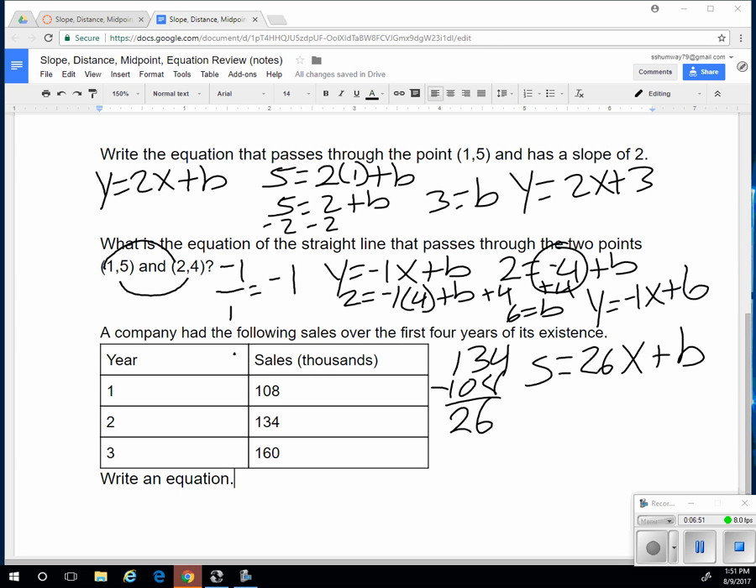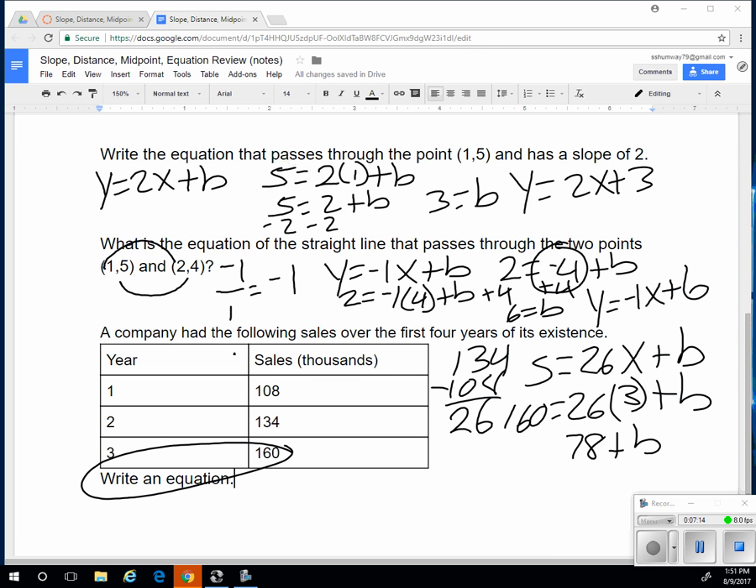Well, we can plug in any of those values. Wouldn't matter which one. Just to show you that it doesn't matter, let's plug in that one. So 160 equals 26 times 3 years plus b. 26 times 3 is 78. So 160 equals 78 plus b. So if we subtract 78, that turns out to be 82.